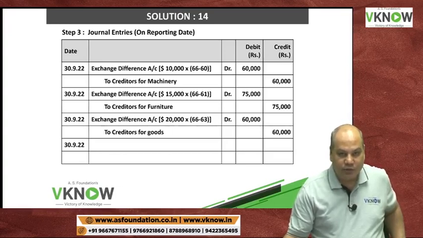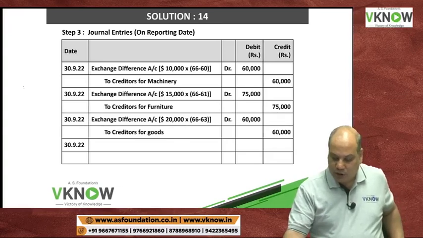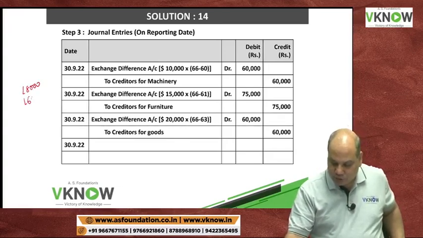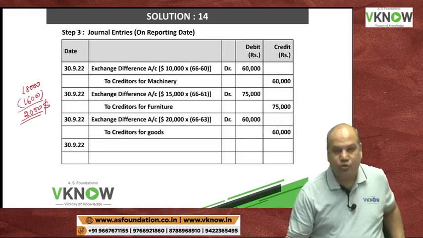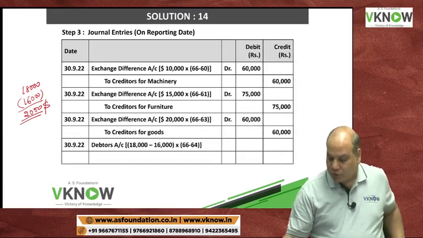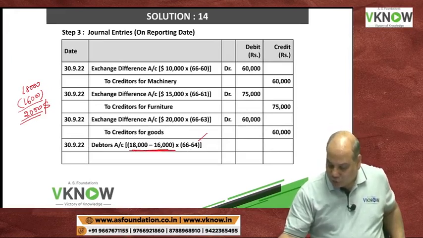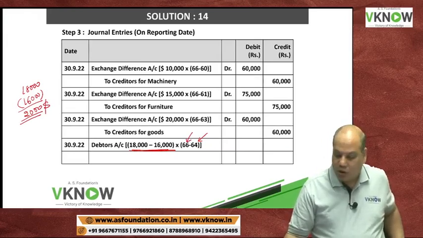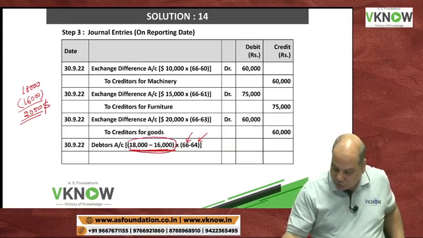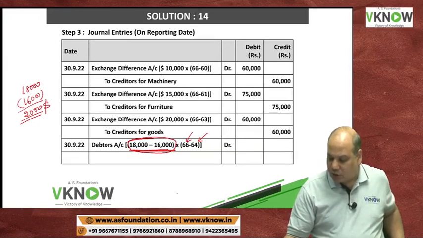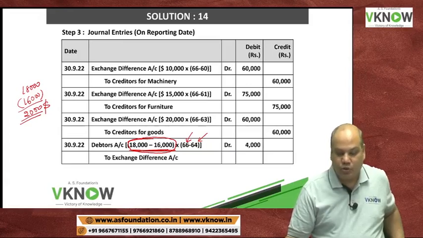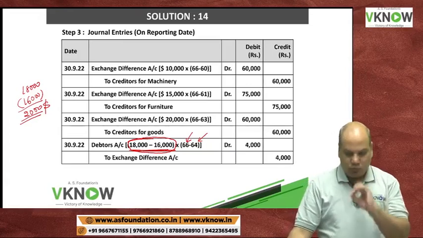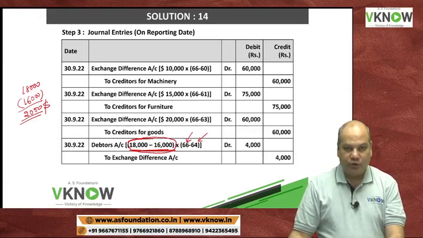What about debtors? Total sale was $18,000. 16,000 already collected. So now the debtor outstanding is $2,000. I will have to multiply $2,000 into, when that goods were sold, the rate was 64. Reporting date rate is 66. The remaining debtor is $2,000 only. So I will pass the entry: debtors account debit to exchange difference 4,000.